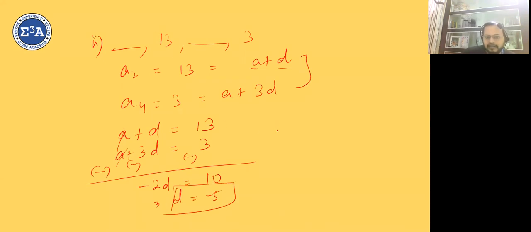a1 will be a2 minus d. a2 is 13, minus minus 5, is equal to 18. Okay, a is 18. Similarly, you can find this out.